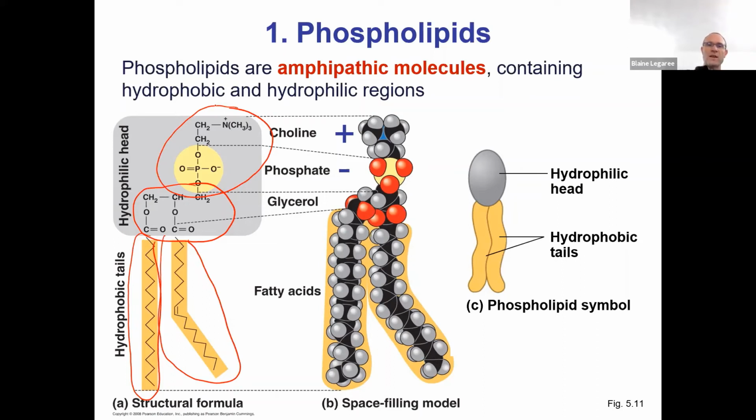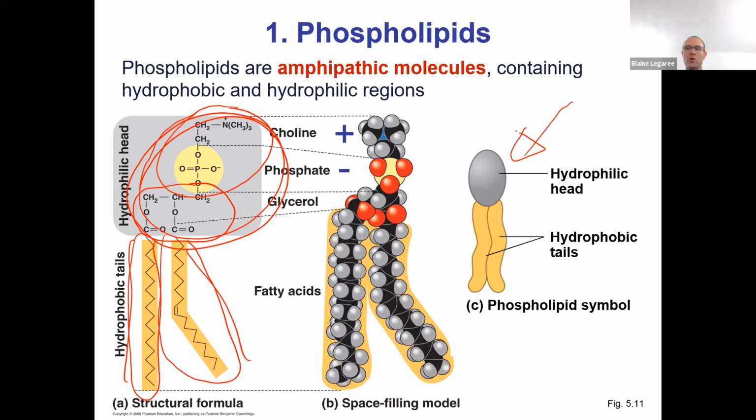So this whole thing here kind of looks like it's got a head. You can see there's my head. And it's polar, it's got some charges, negative and positive charges, and then it has these 2 legs. And so over here, you can see how they're trying to represent the phospholipid: a polar hydrophilic head with the 2 hydrophobic tails. So I want to introduce a new word for you.